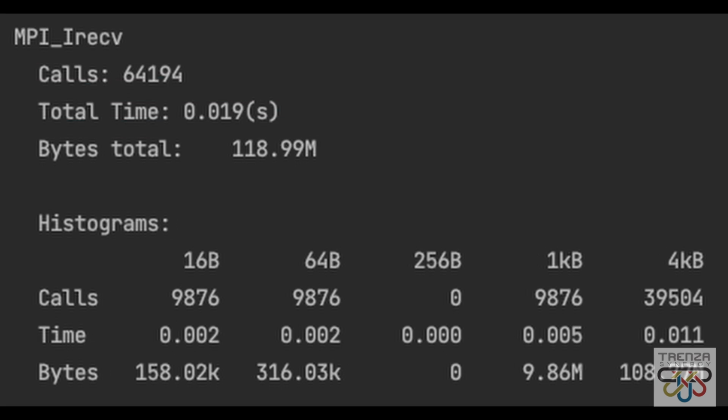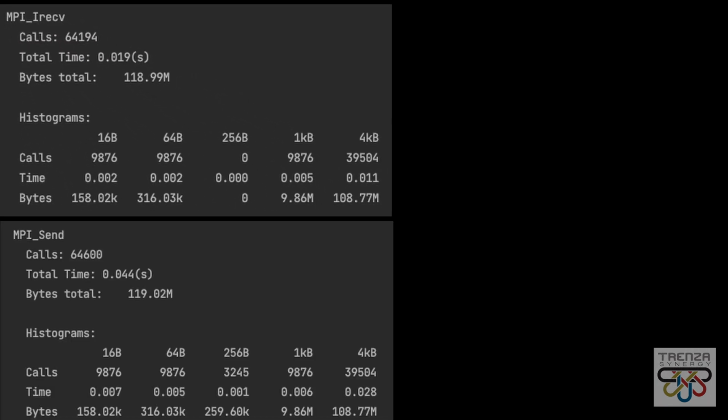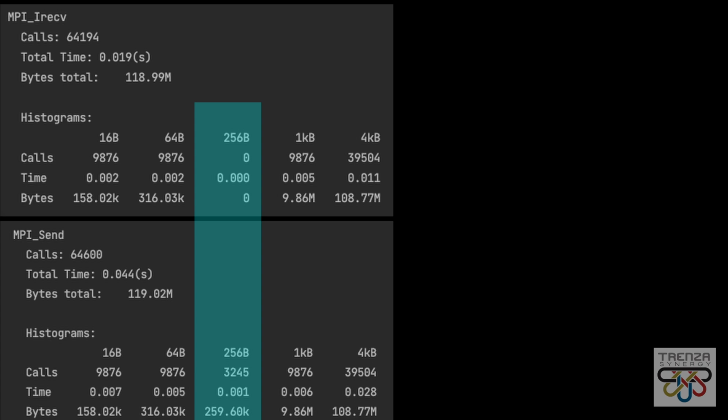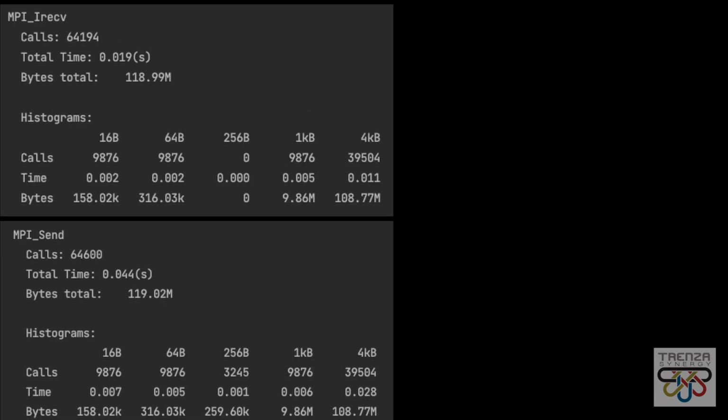Here are the results for MPI Receive. There are a similar number of calls to MPI Send, except for the 256 bytes bin, which is empty. And you can see the results for the blocking MPI receive here. Since there are calls in only one bin, we only show those results instead of the entire histogram. When the application has the same number of MPI send and MPI receive calls, then we show the two sets of calls together to make it easier to read.